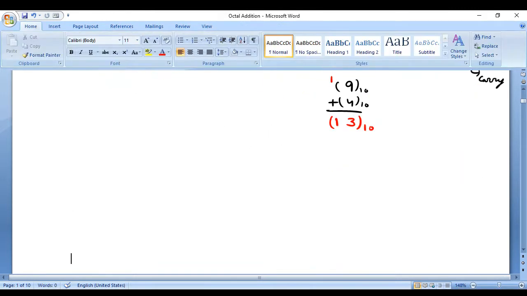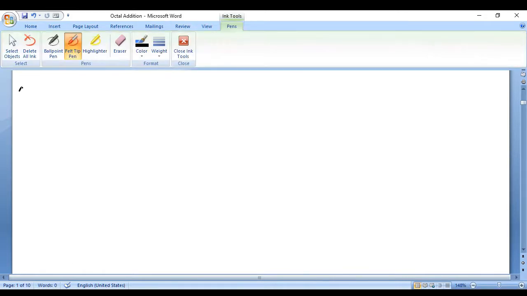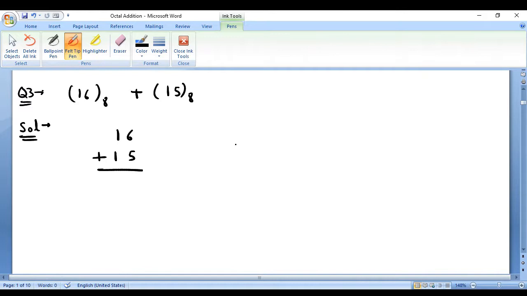Okay. So let's do one more question on the octal system so that the concept will be cleared further. Suppose the question given is 16 in octal plus, suppose, 15 is given and it is also given in octal, right? Now if you have to solve, what will be the answer here? 16 plus 15 will be equal to how much? So you can't add directly. So again, we have to go by the same concept.